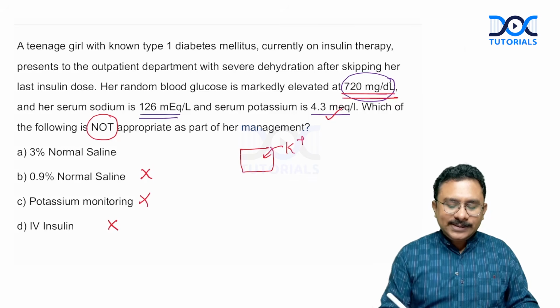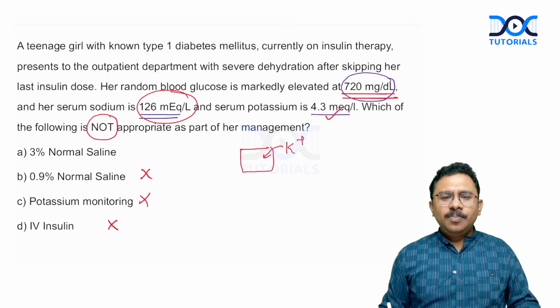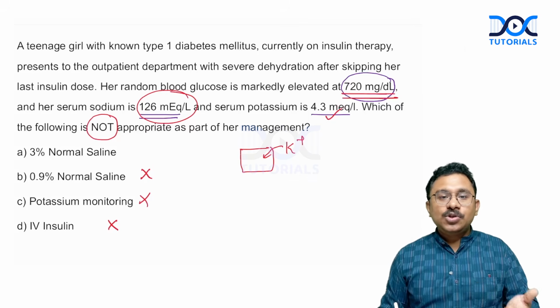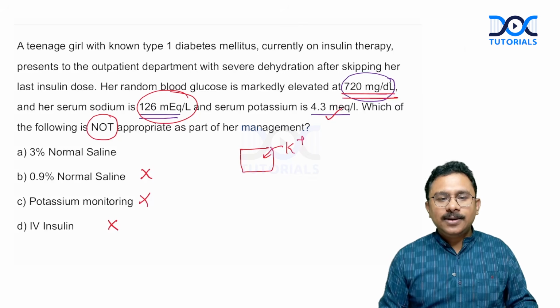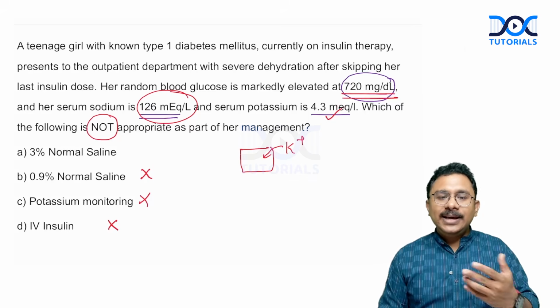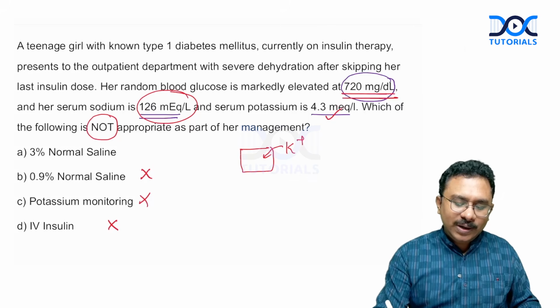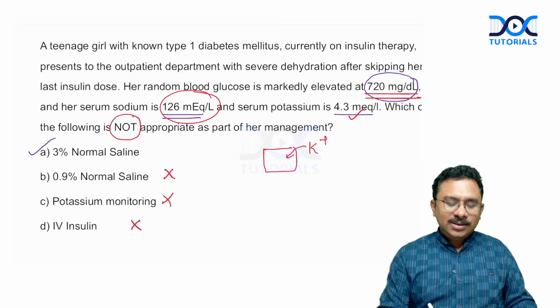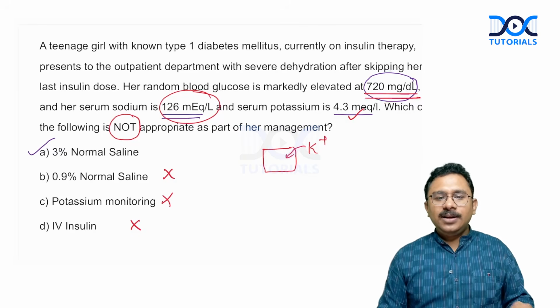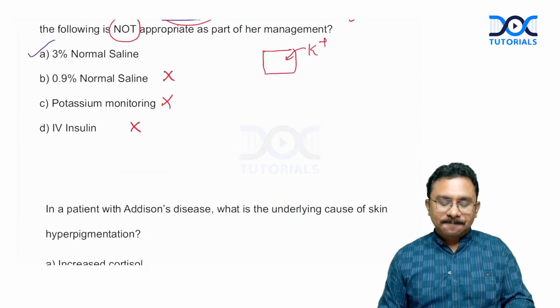What about 3% saline? Don't you think it is required? The patient is having hyponatremia. See, this sort of hyponatremia is usually a dilutional hyponatremia. So once you correct the fluid deficit and once you give the insulin as well, this is likely to be auto-corrected, and hence there is no specific need to give a 3% saline. In this particular case, option A is going to be the answer.